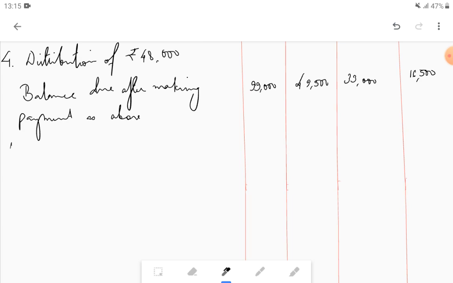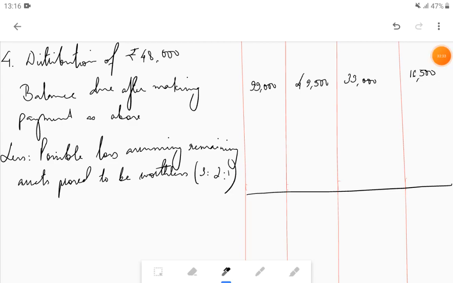Now let's make them the payment as per the balance amount that we're having, the last realization amount of 48,000. So this would be less that statement, possible loss assuming the remaining assets proved to be worthless. So this will be again in the ratio of the 3:2:1, which is their profit sharing ratio. Fine. Okay. So 99,000 minus 48,000 will give us a possible loss of 51,000. So distribute 51,000 amongst your partners in the ratio 3:2:1.